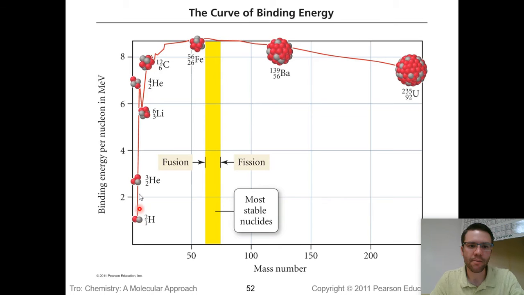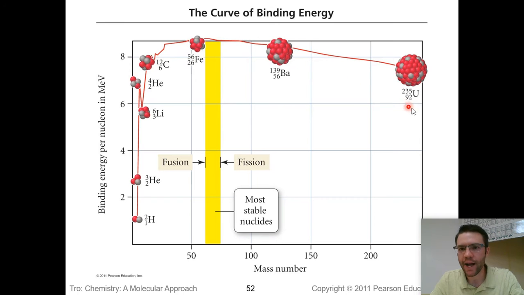And then all of these elements behind it are too small. So they don't have enough protons and neutrons to create a really high binding energy. And all of these ones can fuse together. Two of these could combine and get to be a larger nucleus and make something that's more stable. So fusion occurs on this side.